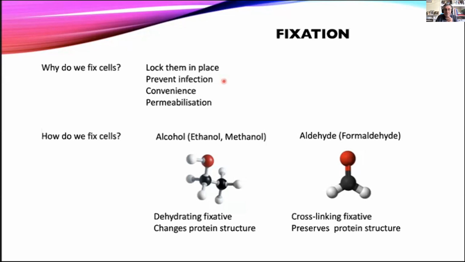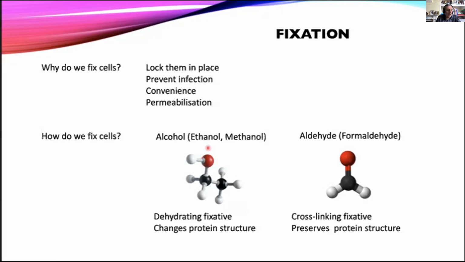It will also prevent infection. Sometimes we're running infectious cells. It is convenient because we can fix our samples and run them all at one time. And fixation will also help permeabilize our cells. And again, we have covered fixation in some of our previous sessions, but the two principal types of fixative we're going to use are either alcohols or aldehydes.